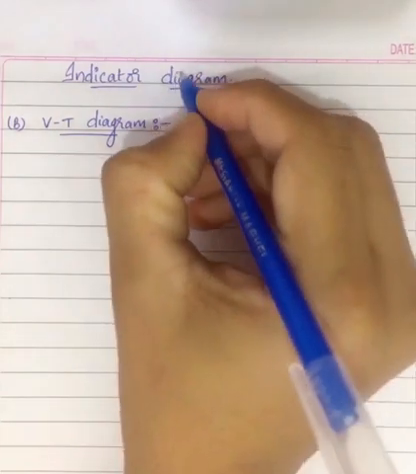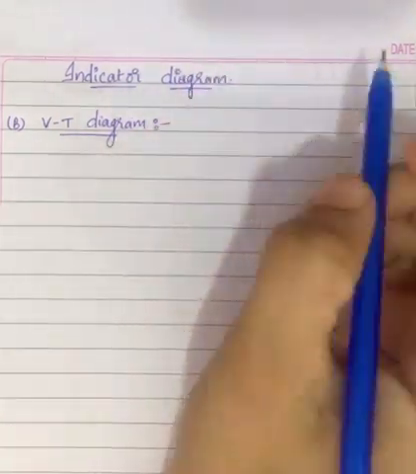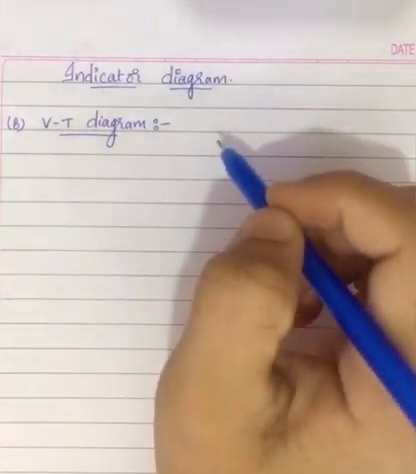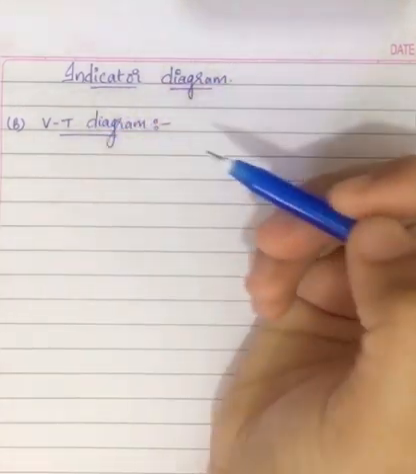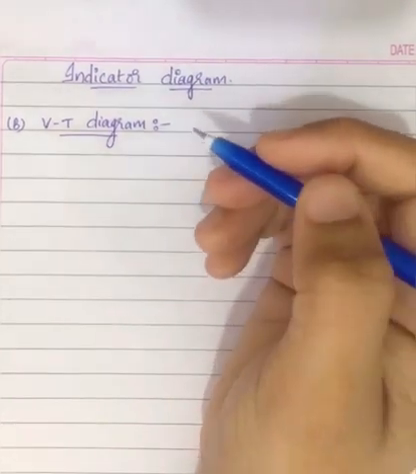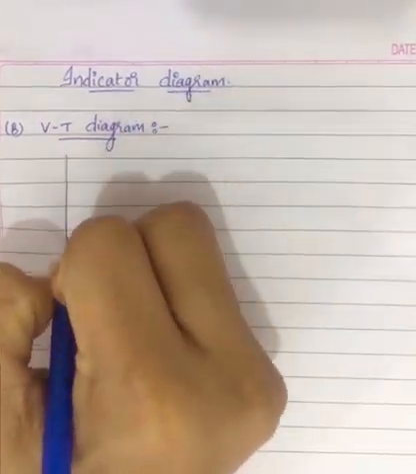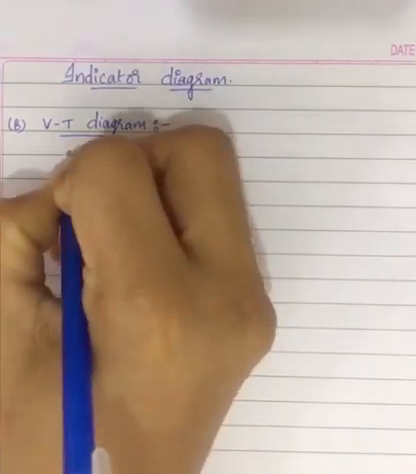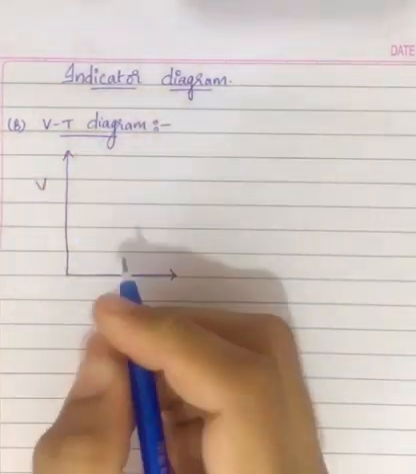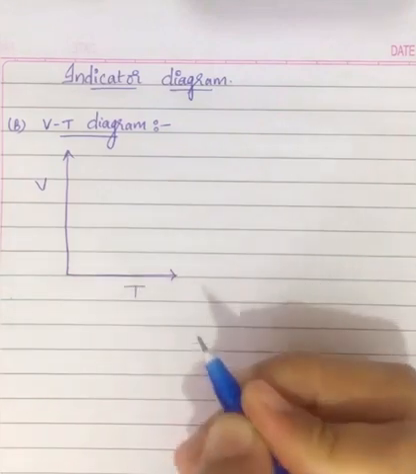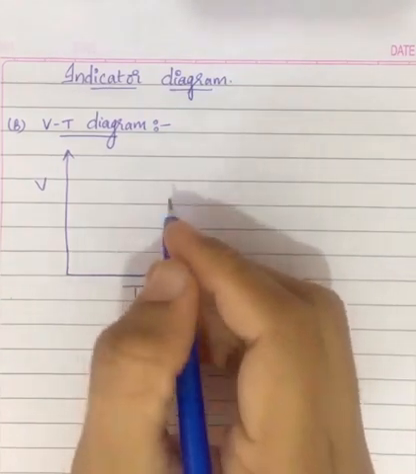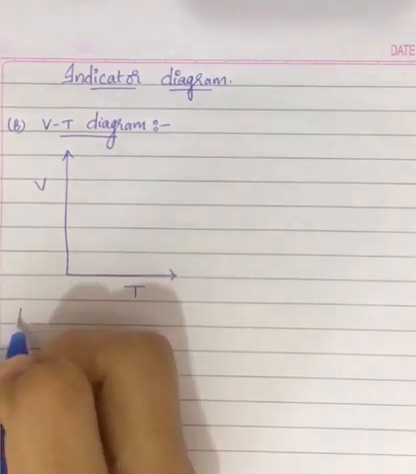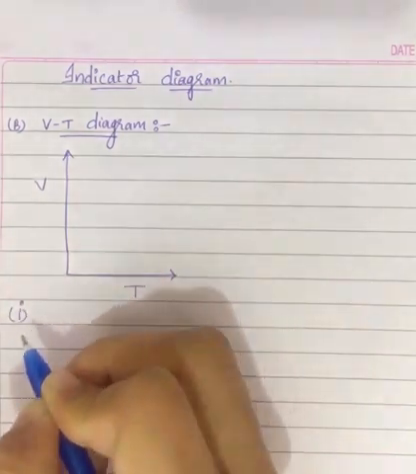Good morning, students. Today we are going to discuss indicator diagrams. Today we'll discuss the VT diagram. So to plot a VT diagram, we'll draw volume along the y-axis and temperature along the x-axis. And the VT diagram for different processes will be shown.